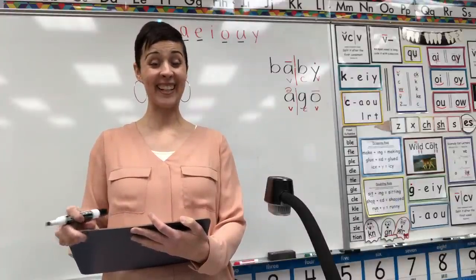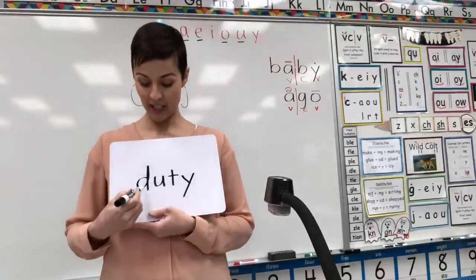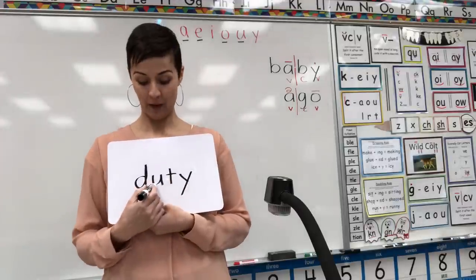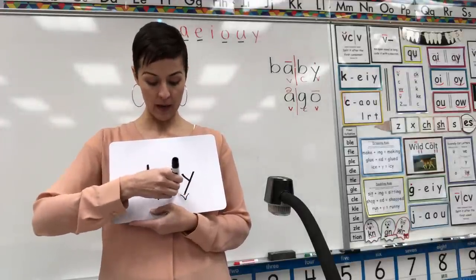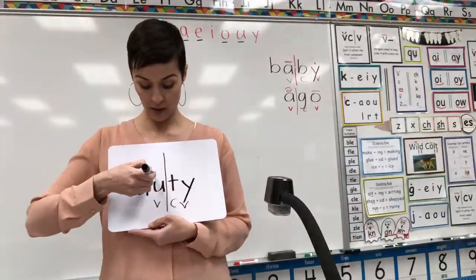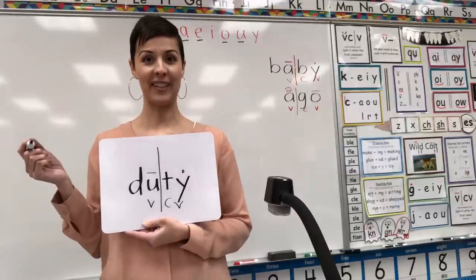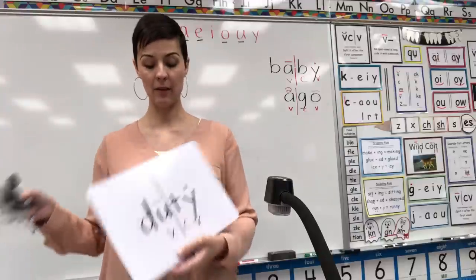This one's tricky. Are you ready? Duty should be spelled D-U-T-Y. Open vowel U says oo, oo, oo. And then if you did it right, your vowel pattern would split right after the letter U. Do, T, just like that. Okay, fix it if you need to. Erase, erase.